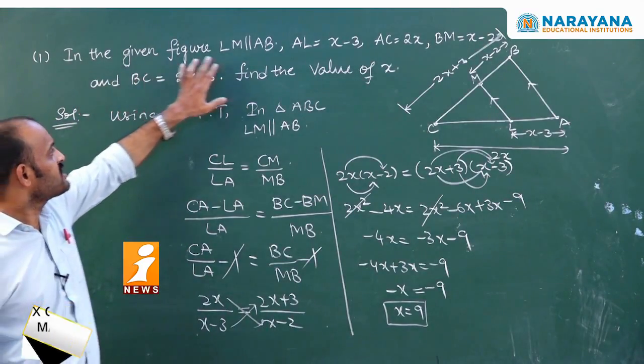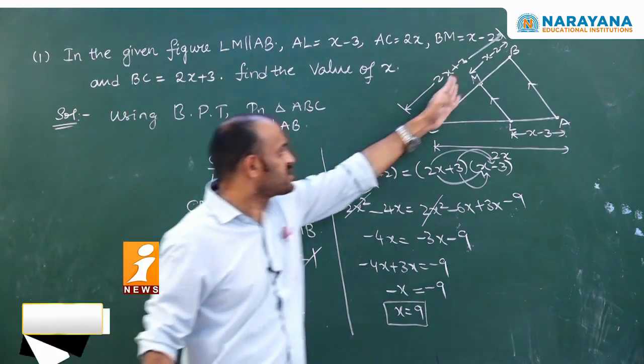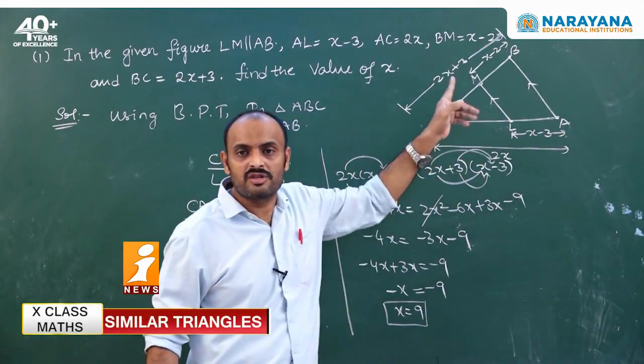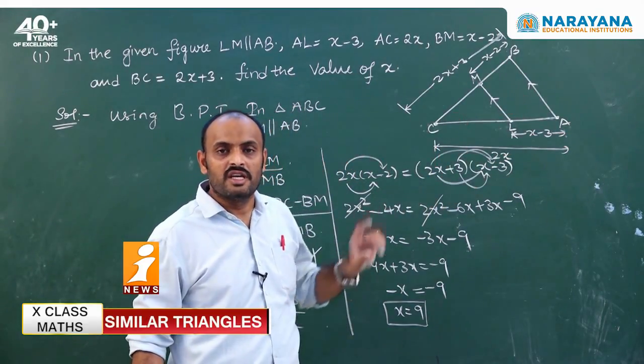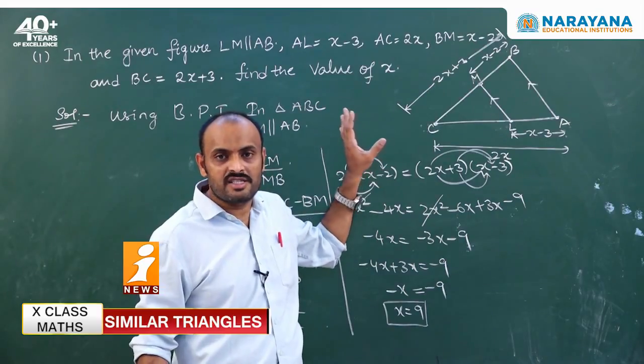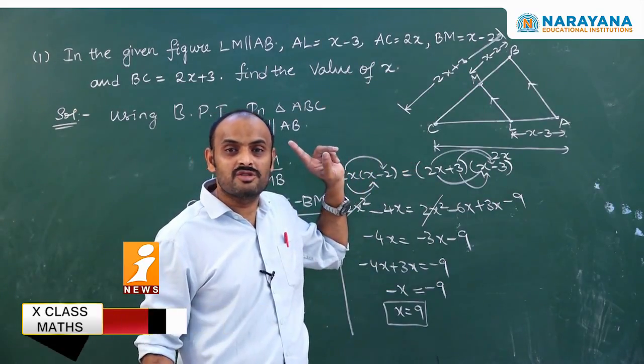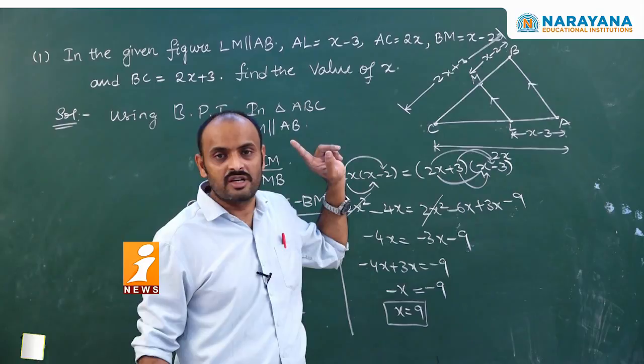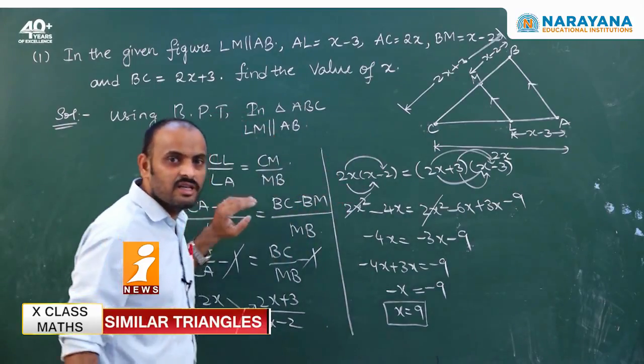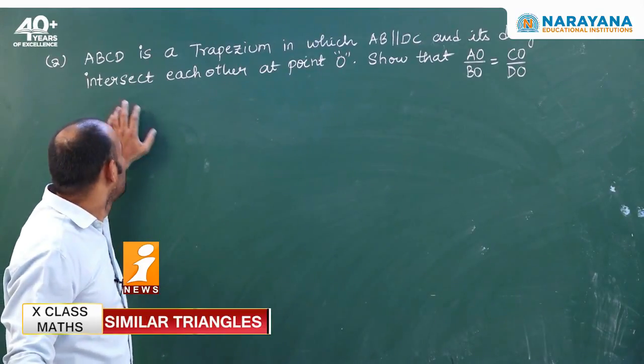See this? As he has given these two sides are parallel, we can make use of basic proportionality theorem. If they have given two sides are in the same ratio, then we need to use converse basic proportionality theorem. Okay? Hope you understand. Let's see the second example.